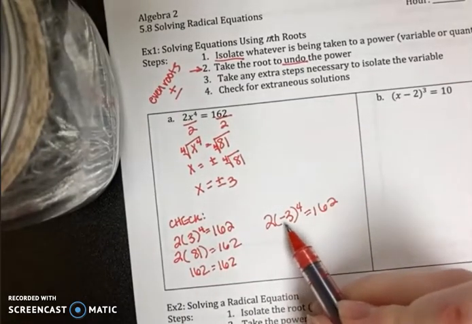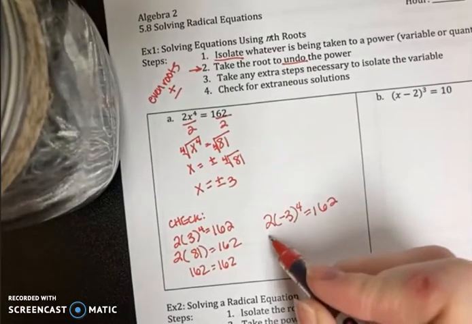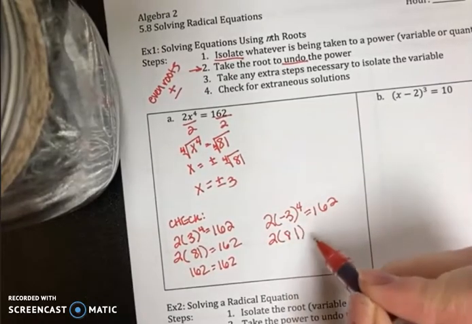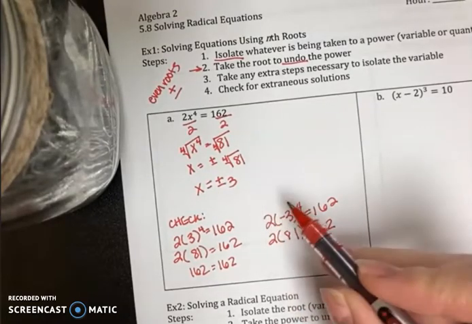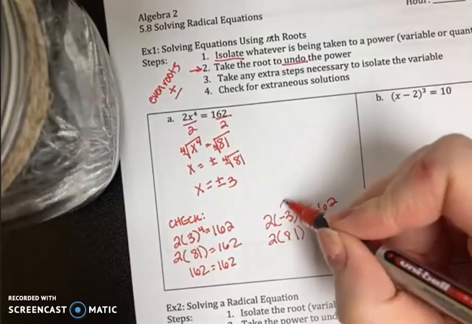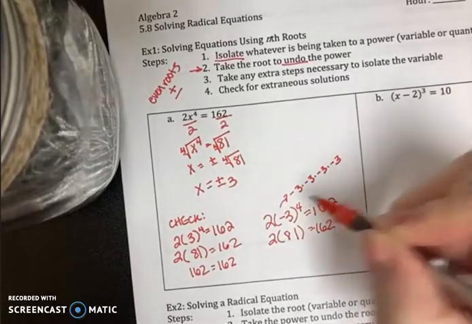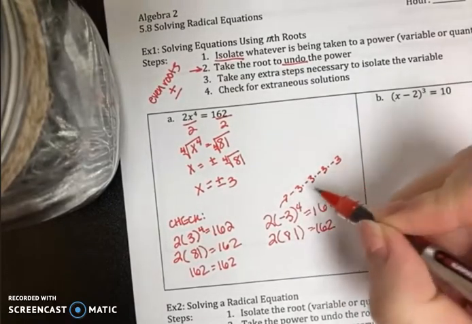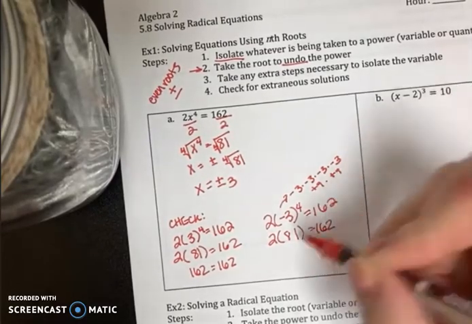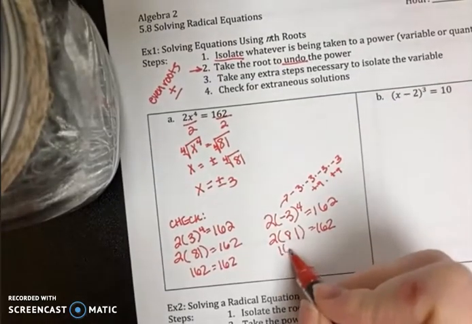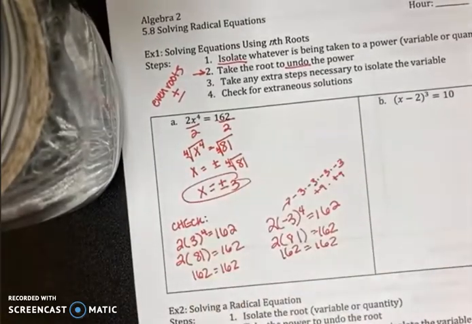Over here, we have 2 times negative 3 to the 4th power. So negative 3 to the 4th power is actually a positive 81. Because think about it, negative 3 times itself 4 times, so negative 3 times negative 3 times negative 3 times negative 3. Two negatives makes a positive, so we have a positive and positive, so that's positive 9 times positive 9. And 9 times 9 is 81. So that's how I got that. And we can see that 162 does equal 162, so both are solutions.